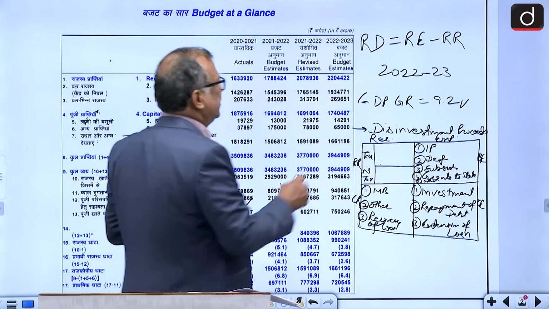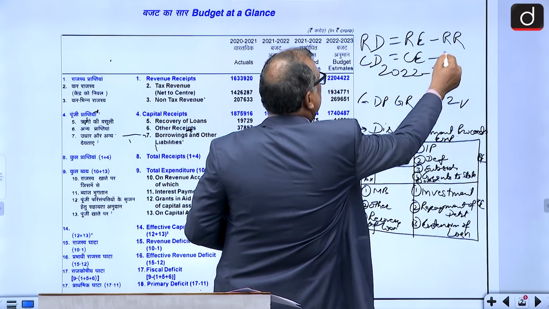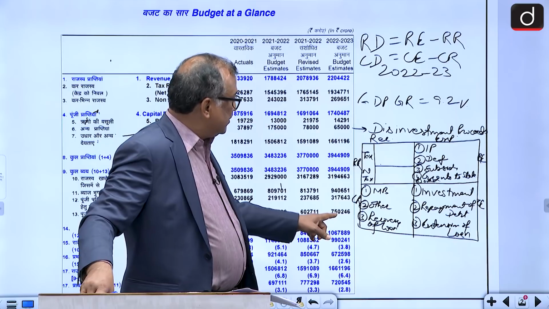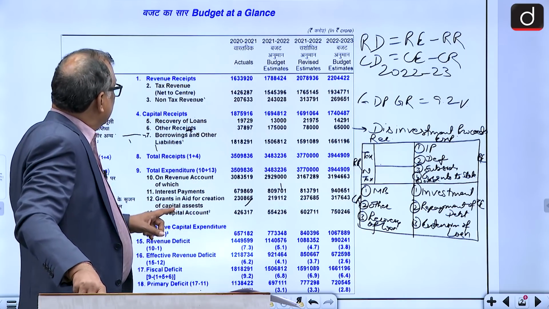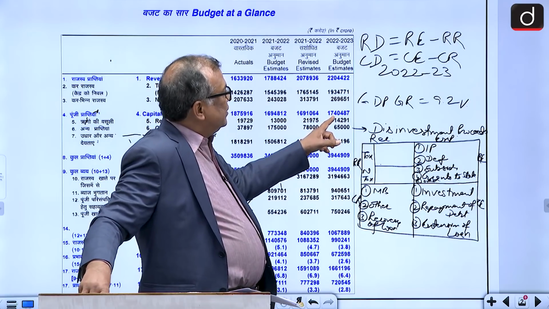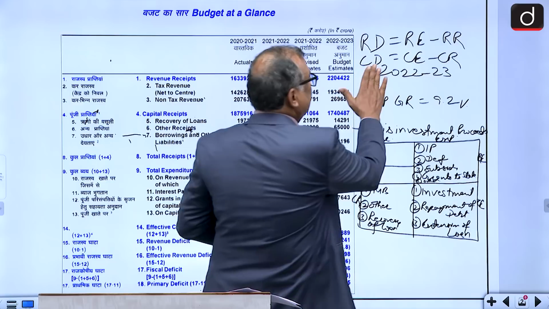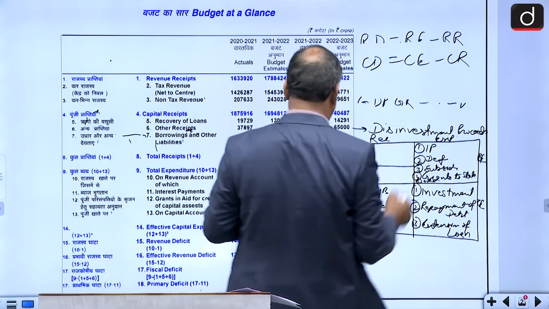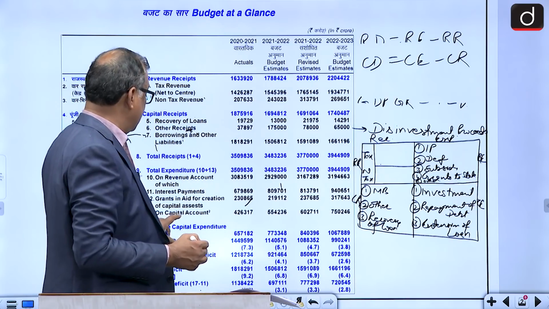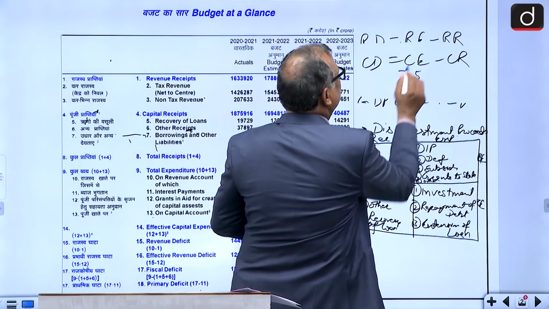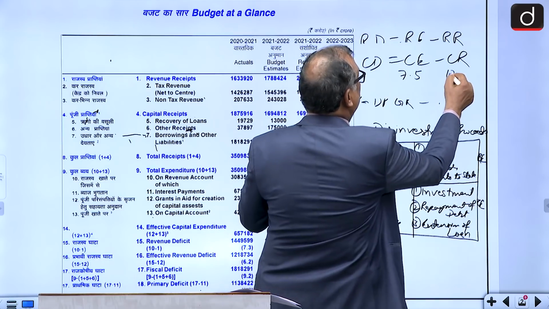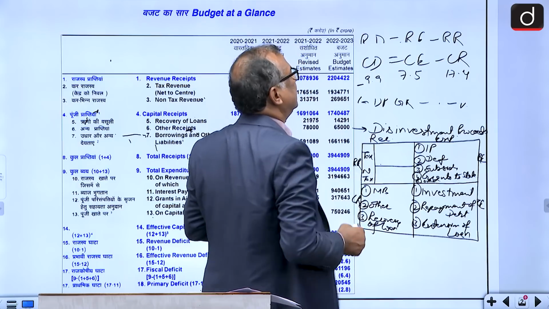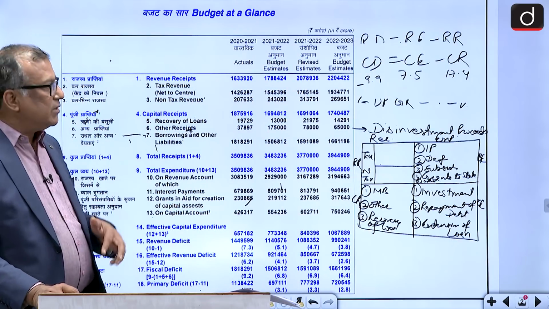Similarly, we can also calculate capital deficit, though here we have a negative capital deficit. Our capital expenditure is less, 7,50,000 crores, and our capital receipt is more, 17,40,000 crores. So if you put this data here, item 13, capital expenditure is 7.5 lakh crores, and capital receipt is 17.4 lakh crores. If we calculate, you will get almost minus 9.9. So capital deficit is negative, which means we are having capital surplus.